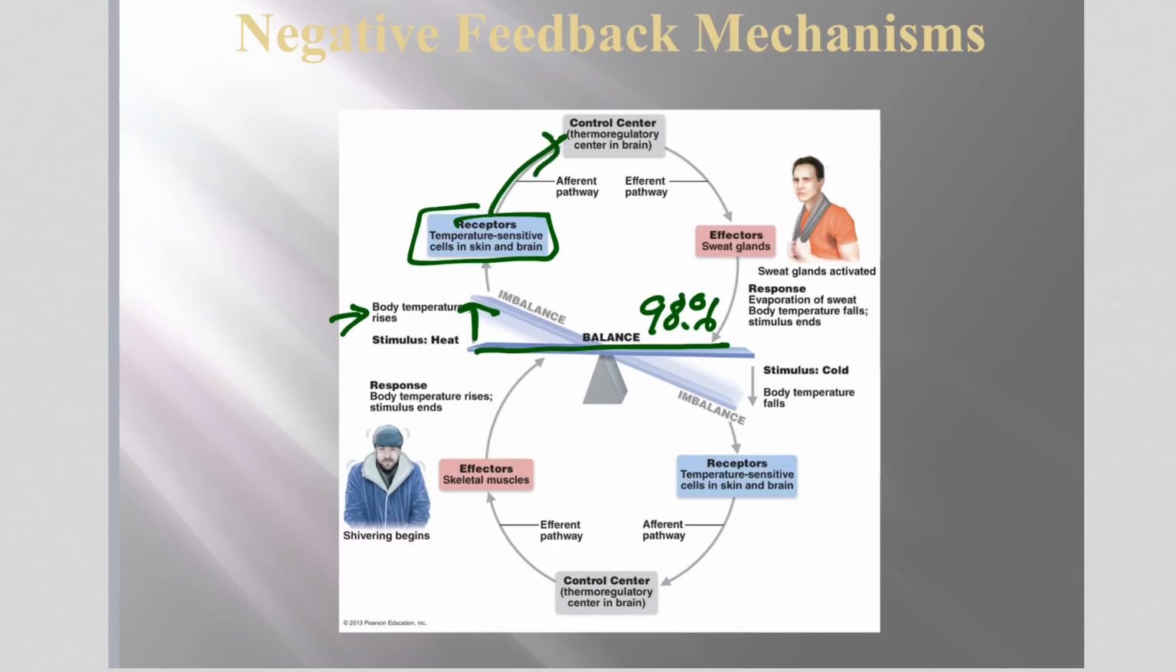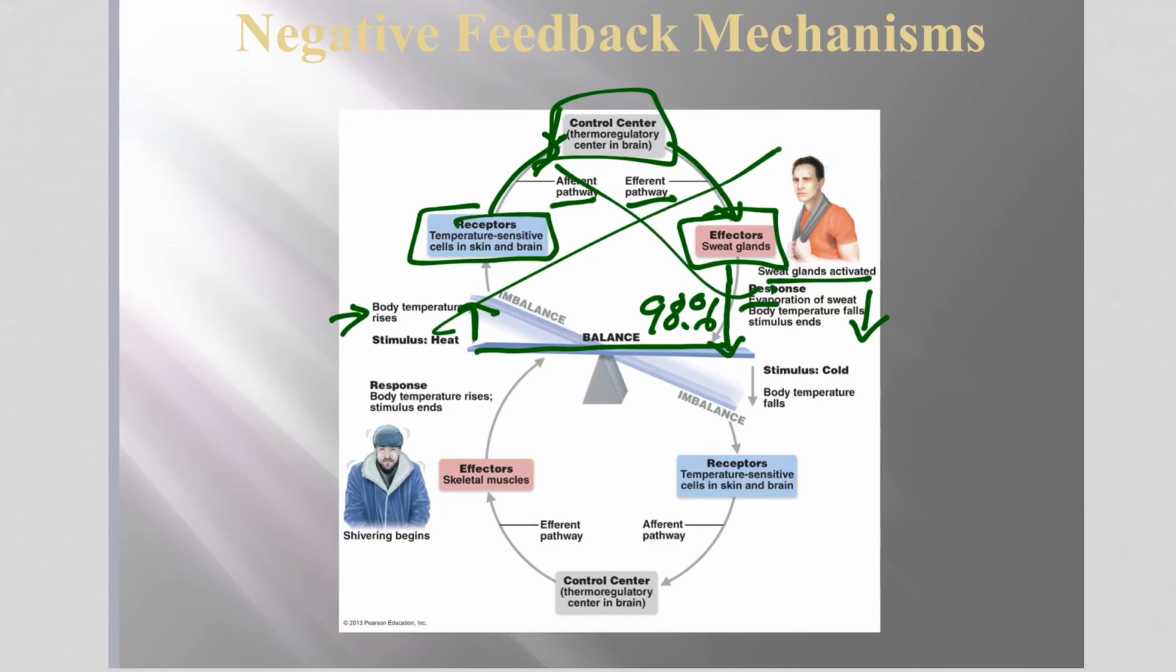They're going to send input via the afferent pathway to the control center, which is the thermoregulatory center in the brain. Then the control center interprets this information and says, oh, the body temperature is too high, we have to cool the body down. So it's going to send output via the efferent pathway to the effectors. In this case, the effectors are sweat glands. So the sweat glands become activated, and the response is you're producing more sweat. This causes evaporation of the sweat on your skin, and your body temperature drops. So it goes from like 100 to 99, and then it gets to 98.6, and then this feedback loop shuts down.